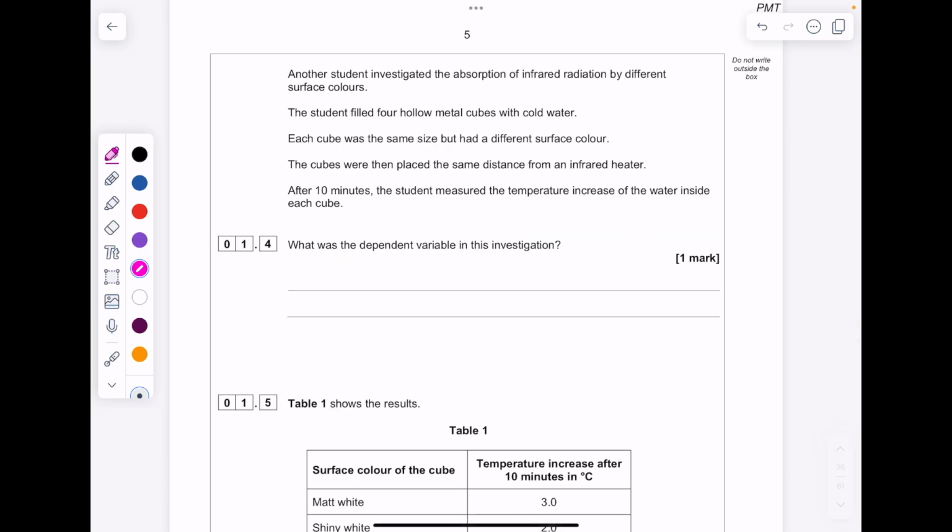Another student investigated the absorption of infrared radiation by different surface colours. The student filled 4 hollow metal cubes with cold water. Each cube was the same size but a different surface colour. The cubes were then placed the same distance from an infrared heater. After 10 minutes, the student measured the temperature increase of the water inside each cube. What was the dependent variable in this investigation? The dependent variable, remember, is what you measure. So just have a look. We're looking at the temperature increase, aren't we? You must learn what your variables mean.